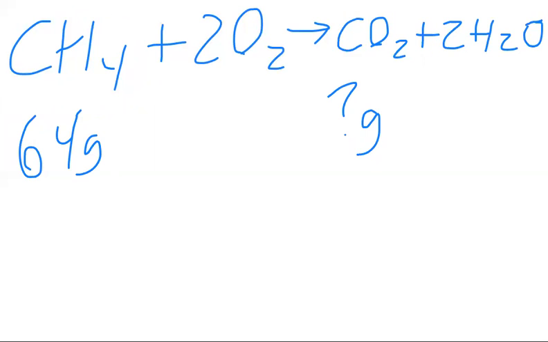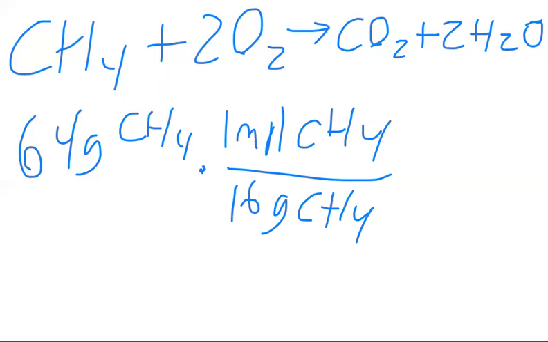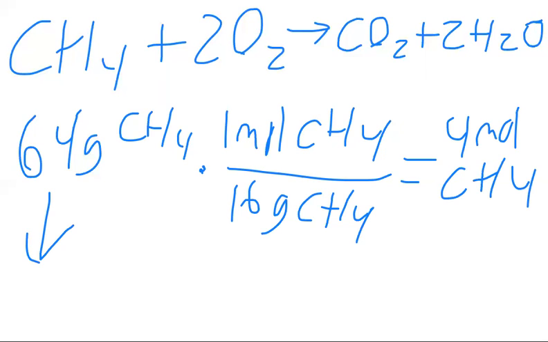And again, this should all be review for us because we studied all of this last week. So if you start with 64 grams of CH4, you can then convert to moles of CH4. So you can multiply by 1 mole CH4 per 16 grams of CH4. And that's going to give you 4 moles of CH4. So now we've converted from grams of CH4 to moles of CH4.